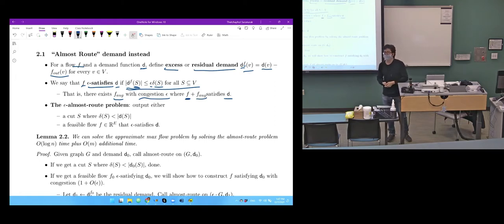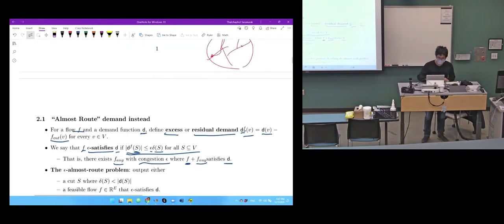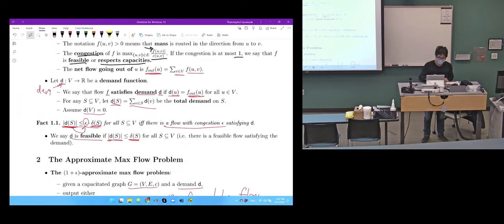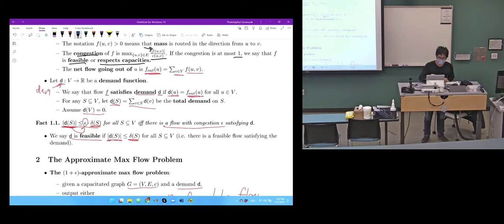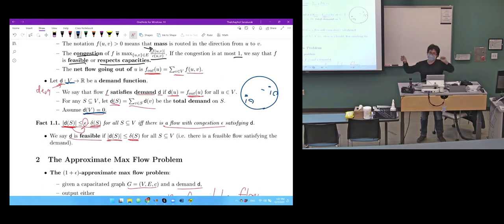Could you say how you define the demand function again? Yeah. The demand function just assigns a number to each node. But you should think of the total demand as 0. That is, maybe S has 10, and this one has minus 10. But it might not be just 2 nodes. It can be everywhere. Same as in the homework.